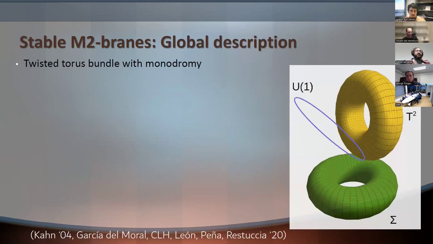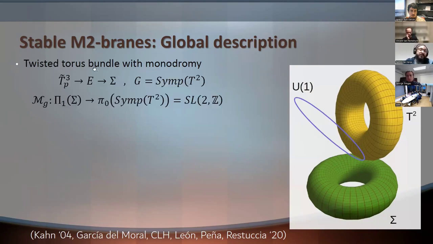For the global description, we will restrict ourselves to the case where we have a toroidal compactification. In that case, the global description is given by twisted torus bundles with monodromy, which means that we have a fiber, which is a Heisenberg nilmanifold. We have a base manifold, which is a torus related to the spatial directions of the worldvolume. We have a structure group, which is the symplectomorphisms of the torus of the target space, and we have a map, which is the monodromy, that goes from the fundamental group of the base manifold to the isotopy classes of symplectomorphisms, which is basically SL(2,Z). Okay, so this is the torus of the target space, this is the torus of the worldvolume, and this is the U(1) associated with the flux condition on the worldvolume that somehow ensures the non-vanishing feature of the winding number.